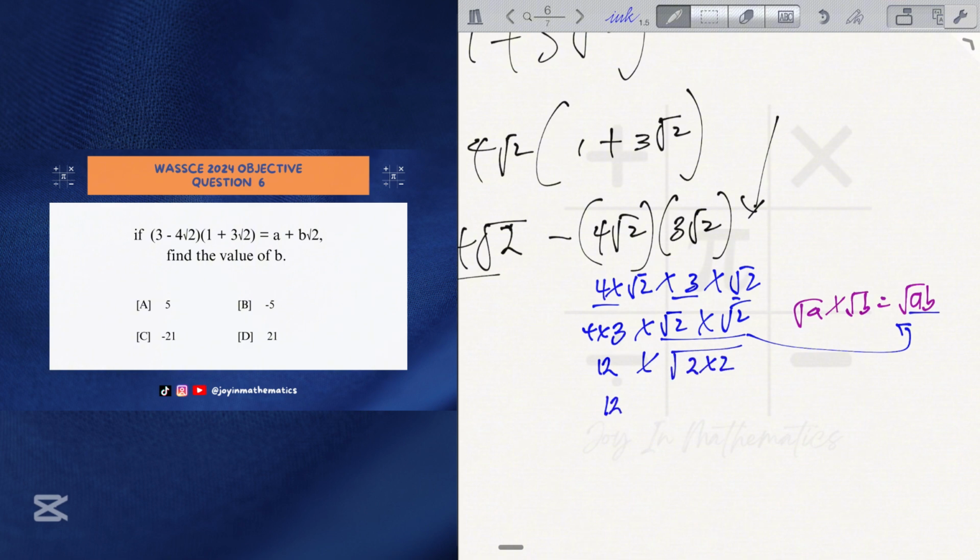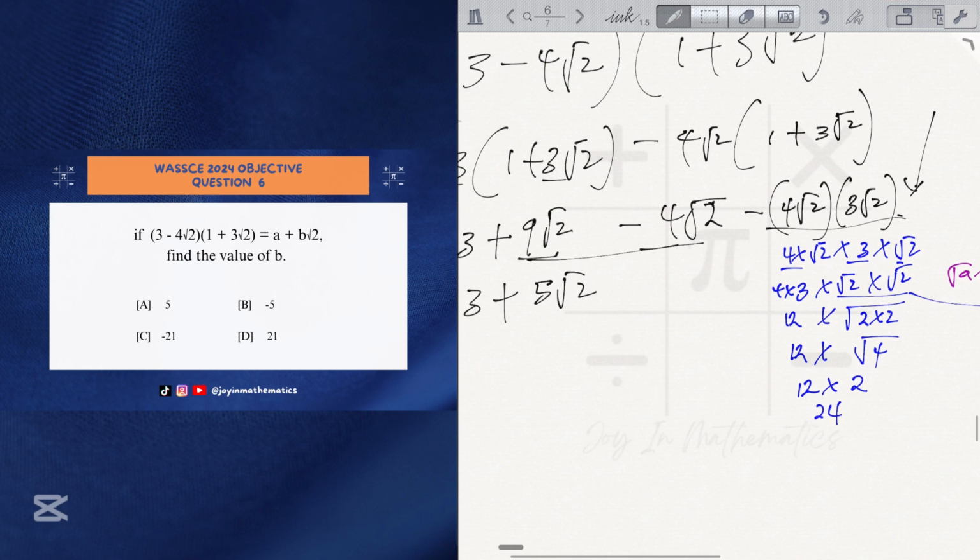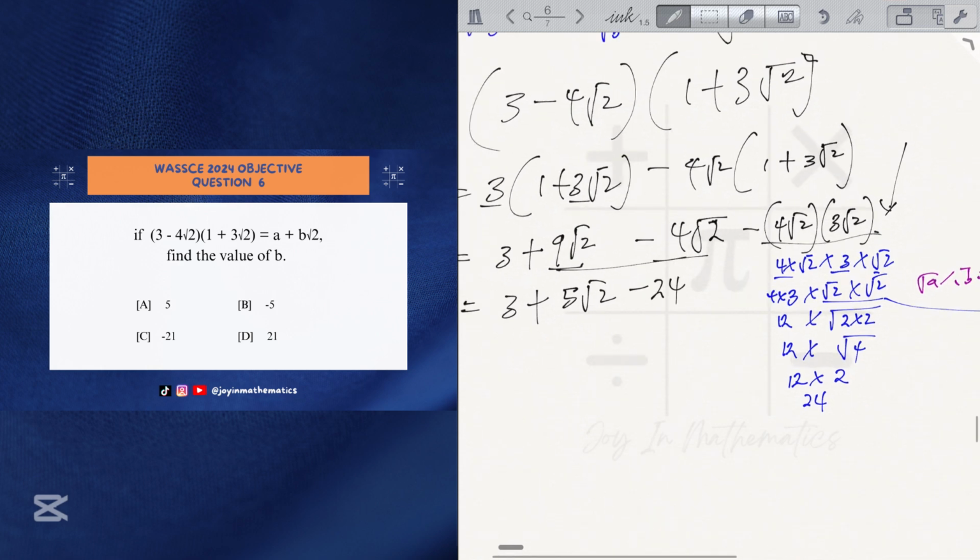So that's 12 multiplied by root 4. Root 4 is 2. That's 12 multiplied by 2. Therefore, we'll have 24. So with that, we'll have 3 plus 5 root 2. This is 5 root 2: 9 root 2 minus 4 root 2 is 5 root 2. And this will give us minus 24, which will resolve there.